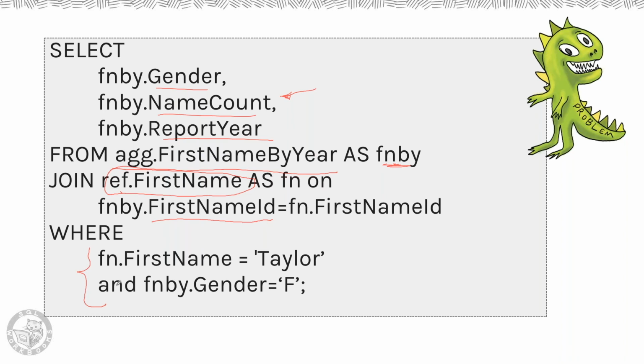This query only cares about babies who are named Taylor, and we have to put that predicate against the ref.firstname table, aliased as FN. But then we only want Taylors. I mean, Taylors could be boy babies or girl babies. We only want information back on the girl babies. And that gender column is in the ag.firstnamebyyear table, aliased as FNBY. So going back, I'm just cleaning off everything I had.